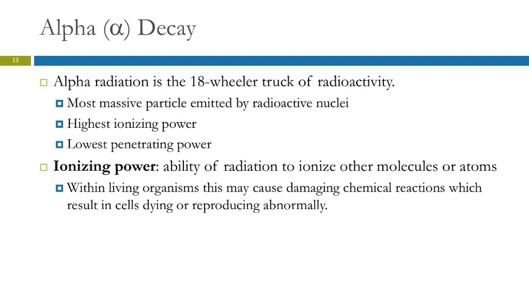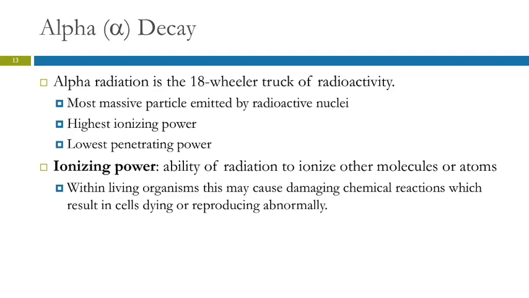So, some characteristics of alpha decay. We often use a sort of vehicle analogy to help us remember some of the characteristics of the 3 major types of radioactivity. So we think of alpha radiation as being an 18-wheeler truck, so semi-truck. It is the most massive particle, the largest particle that's emitted, so semi-trucks are big, right? It has the highest ionizing power, but the lowest penetrating power. So ionizing power, as the name suggests, is the ability to ionize other atoms.